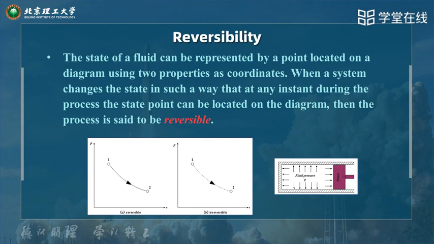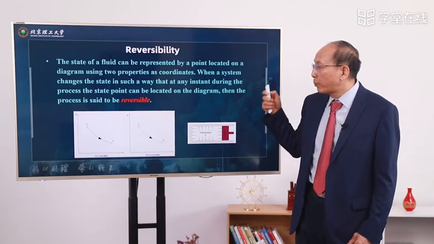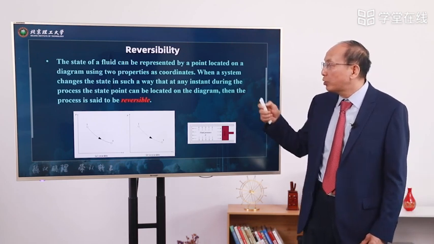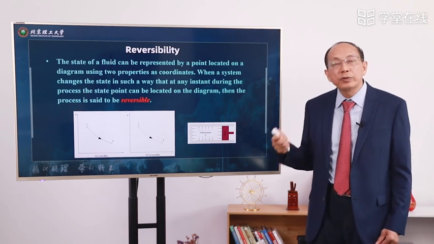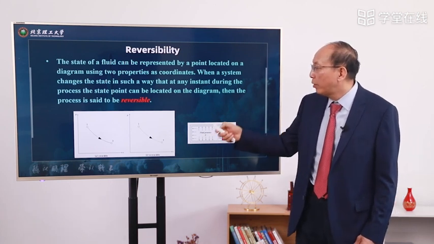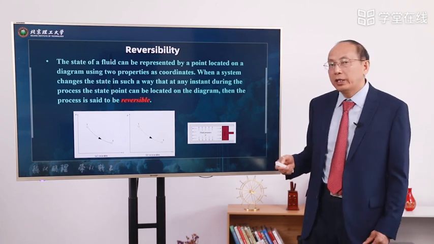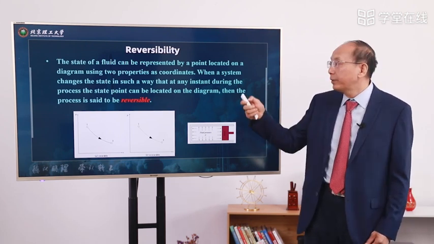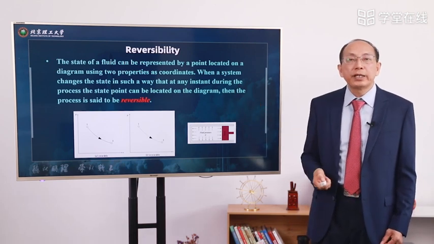When a system changes state in such a way that at any instant during the process the state point can be located on the diagram, then we can think the process is reversible. That is to say, if the process is reversible, we can draw a line to describe the process in a coordinate diagram, for example a PV diagram or a TS diagram.